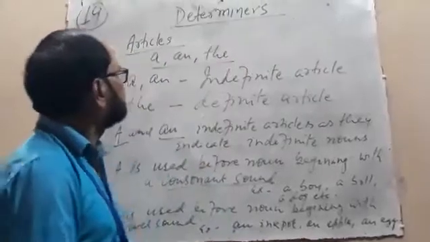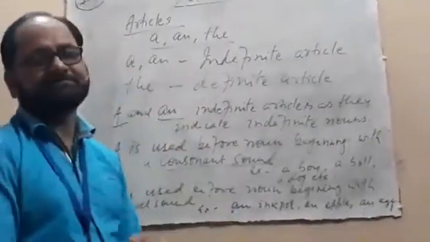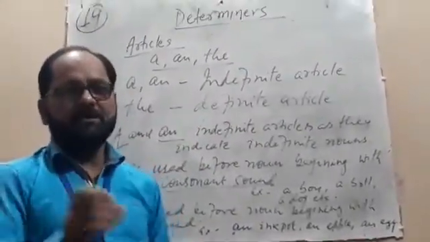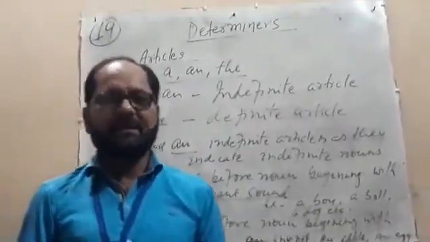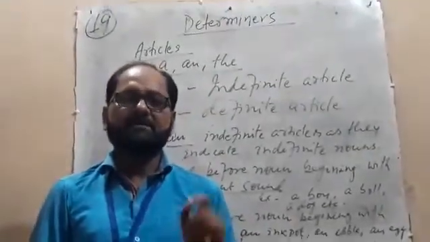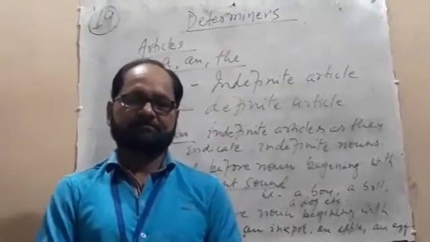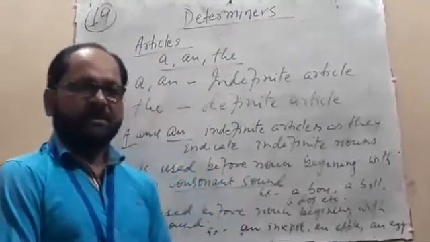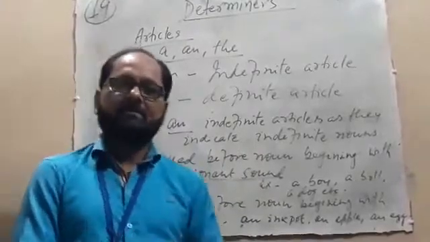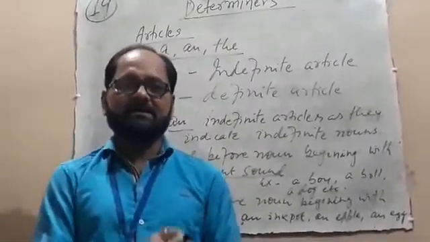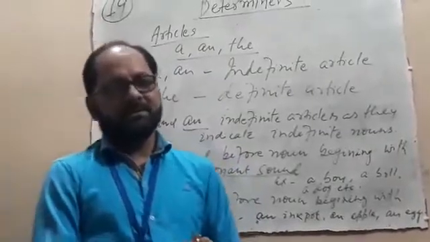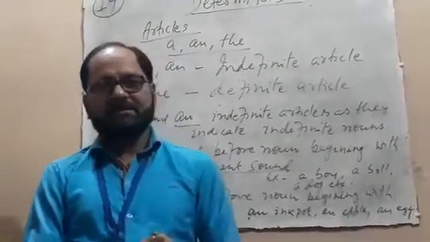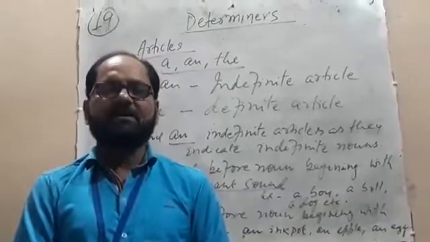Now, we will see articles. As you know, there are three articles: a, an, and the. A and an are indefinite articles because they indicate an indefinite noun.